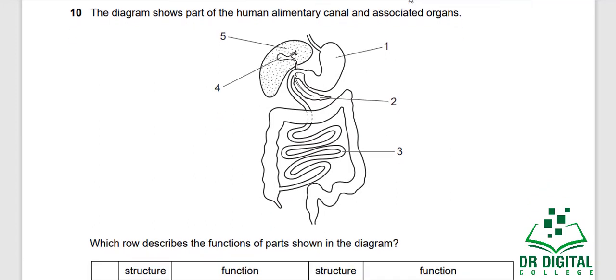Now in question 10, the diagram shows part of the human alimentary canal and associated organs. You know that 1 is the stomach, 2 is the pancreas, 3 is the small intestine, or you could say ileum, 4 is the gallbladder, and 5 is the liver. Which row describes the functions of the parts shown in the diagram?